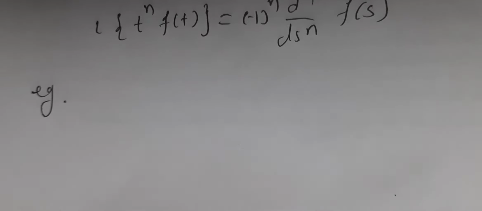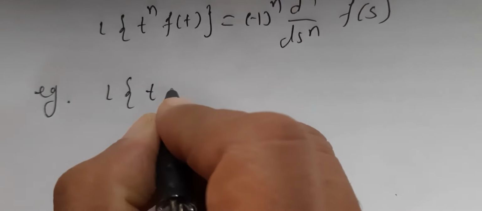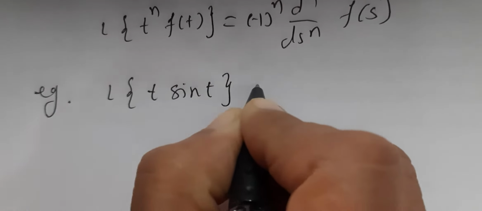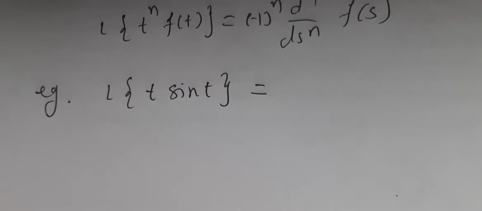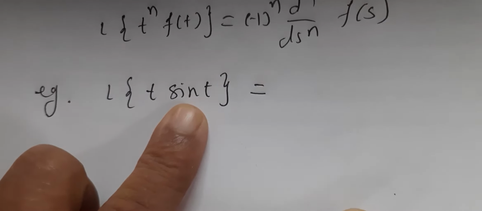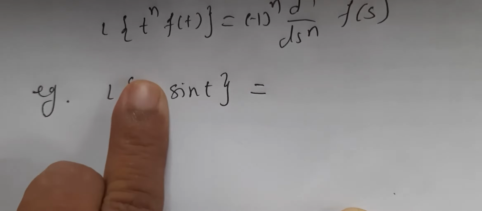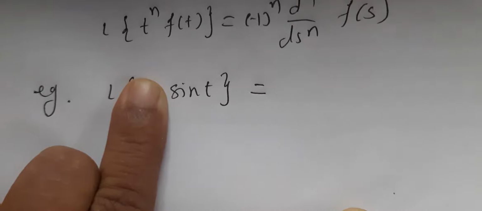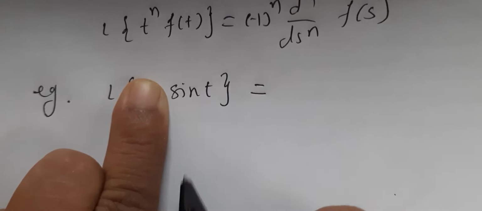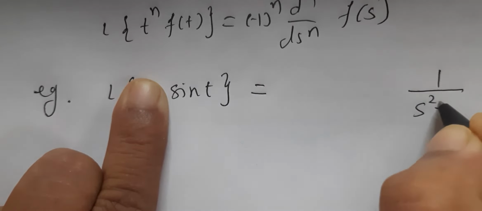So simple example, if you want to find L of t into sin t. Just like e, in first shift I told you, the moment you see e, it is first shift. There I told you hide e, find Laplace of remaining, replace s by s minus a. Here similar thing: when you say t into something, I will just tell you hide t, forget it and find Laplace of the remaining. What is Laplace of remaining? Sin t. That Laplace is 1 upon s square plus 1.